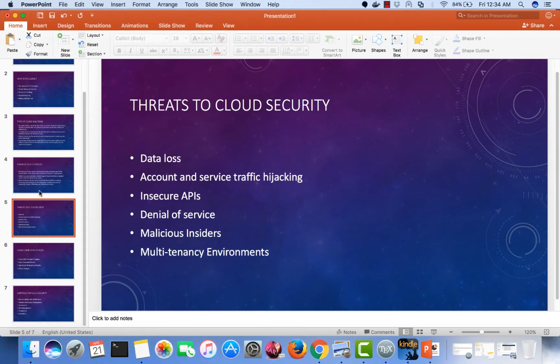So let's talk about some of the threats. What are some of the things that we face? We've talked about what it is, the different types, and some of the forms. So what's the risk here? What's the threat to cloud security? What do we need to be concerned about as part of the IT team, or if you're part of management trying to decide if cloud security is best for you?